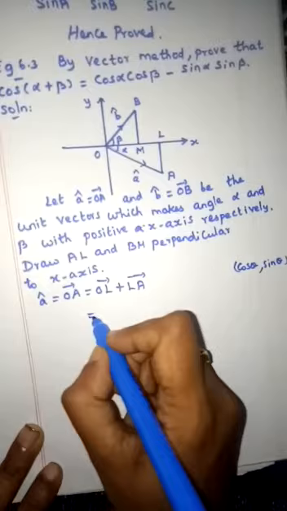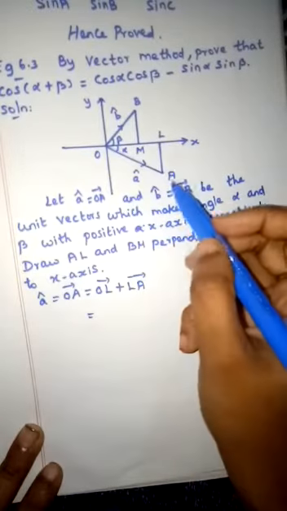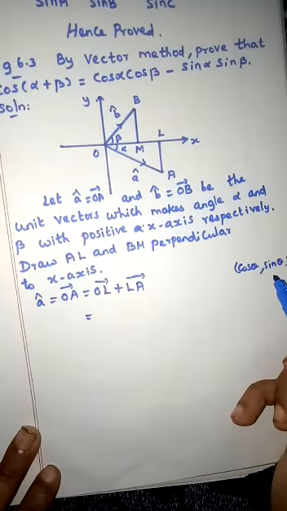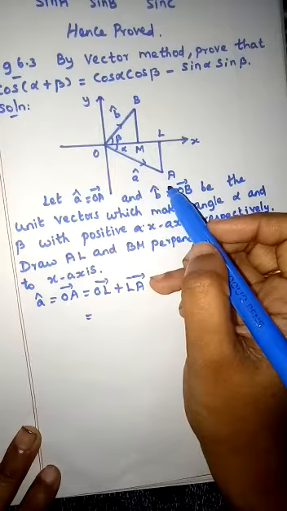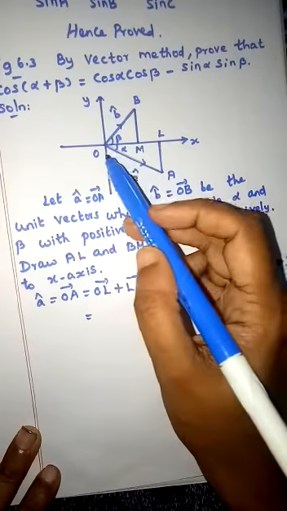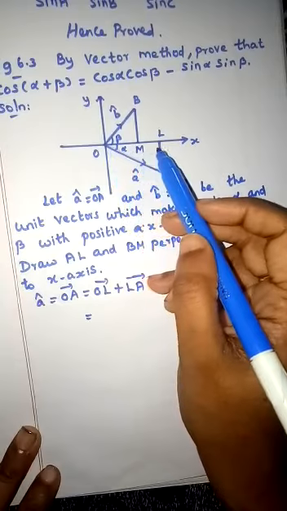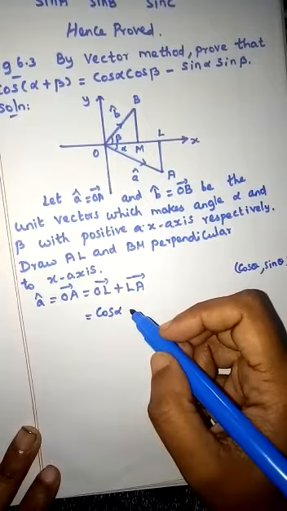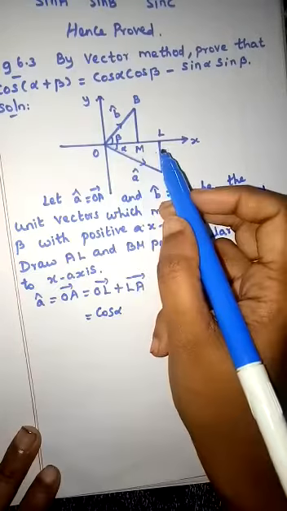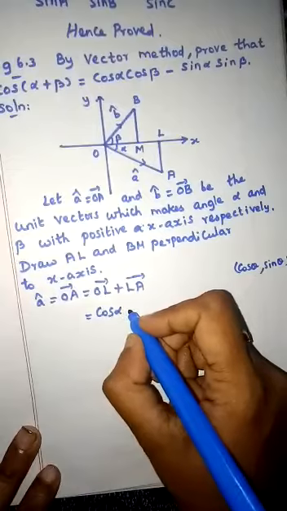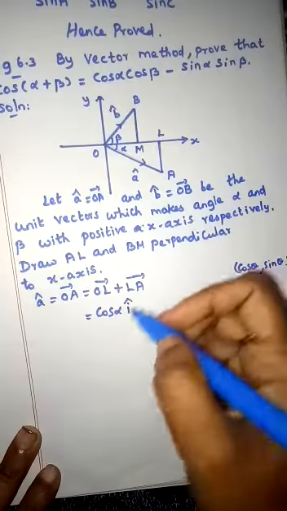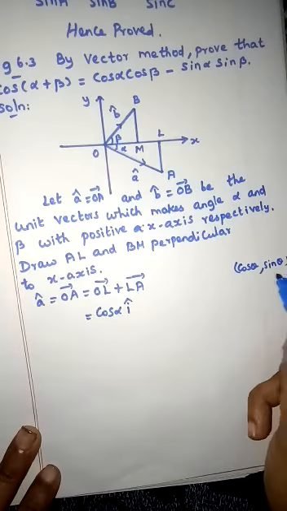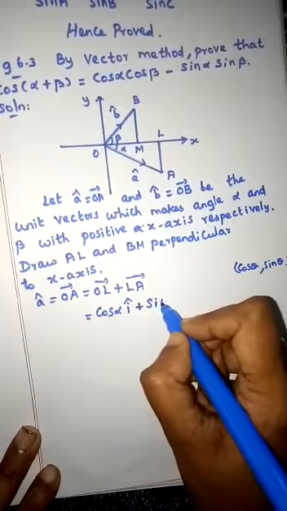So OL vector and LA vector we have, and I said any point on the unit circle can be written as cos theta, comma sin theta, isn't it? So for this A, what are the coordinates we'll get? The x value is, here the angle is alpha, so it is cos alpha. This is the magnitude. Direction also you have to take, x-axis, so you have to put I cap here. Positive x-axis we are taking, so I cap. Then y value will be sin alpha, as the angle is alpha.